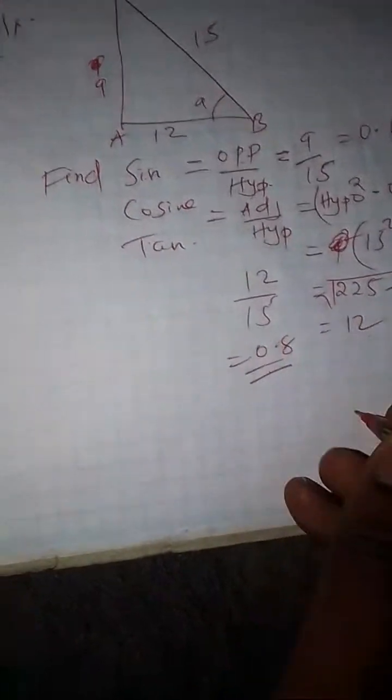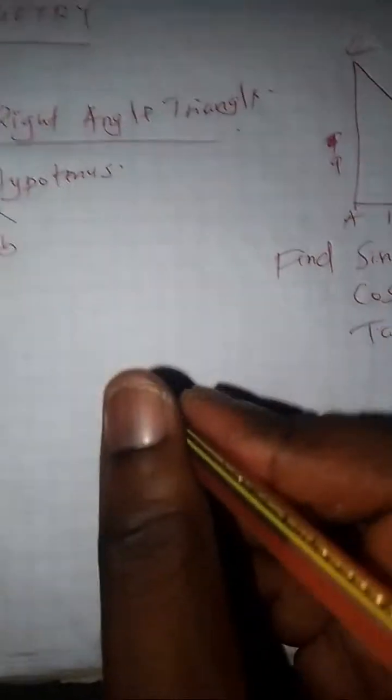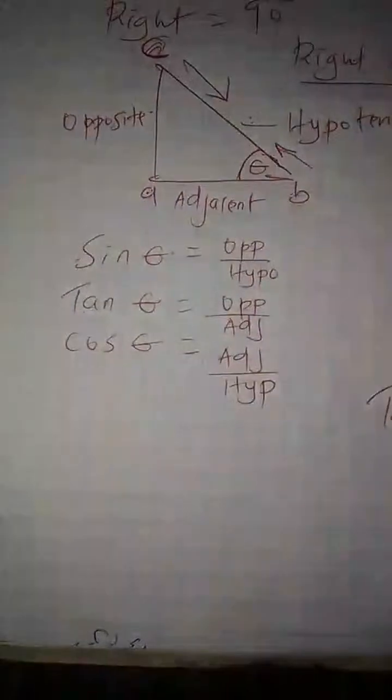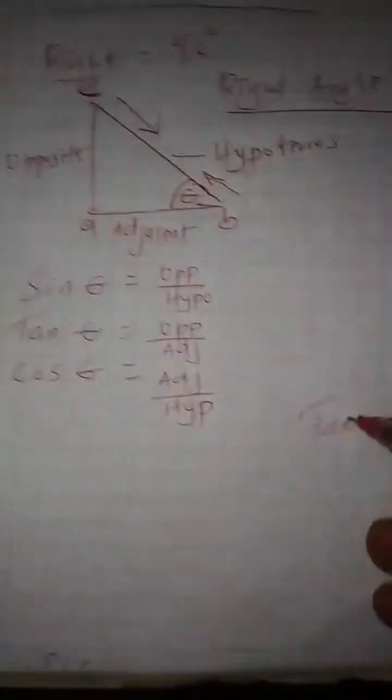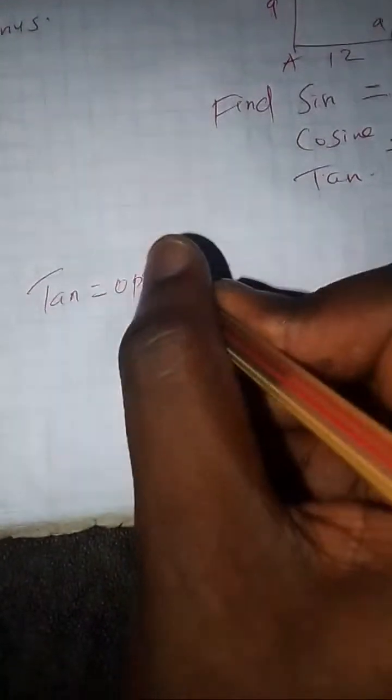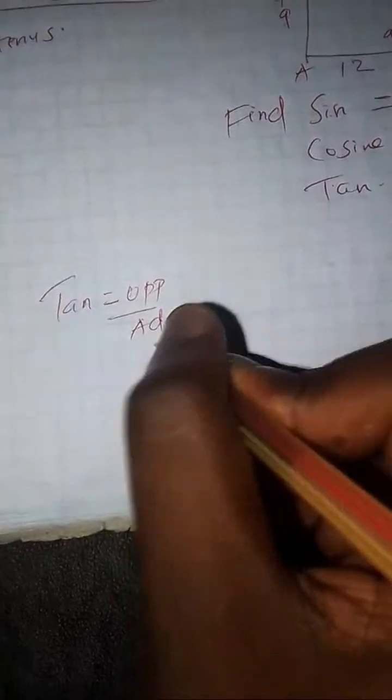Okay, so this one that is remaining, we've not found the one for the tan. Exactly, the tan. So allow me to work it out here. When you are asked to find the tan, tan theta is equal to opposite over adjacent. So you just have opposite over adjacent for you to work the tan.